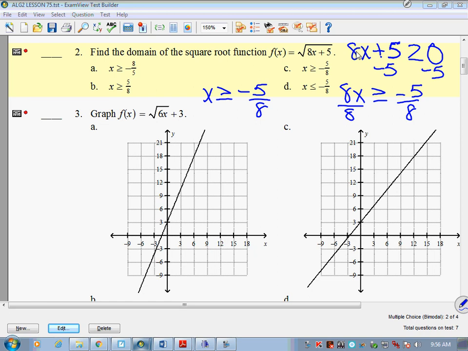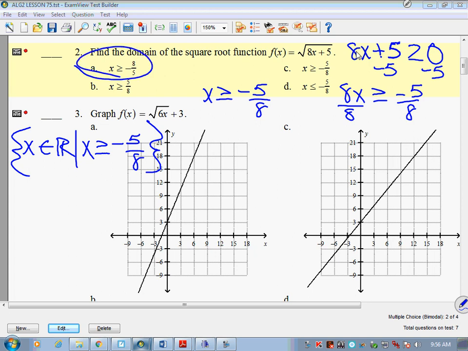Does that make sense? So x, if we were going to write out the whole domain, x is a set of all real values such that x is greater than or equal to negative 5/8. That would be the whole domain of that function. Okay, but all they're asking for is a.